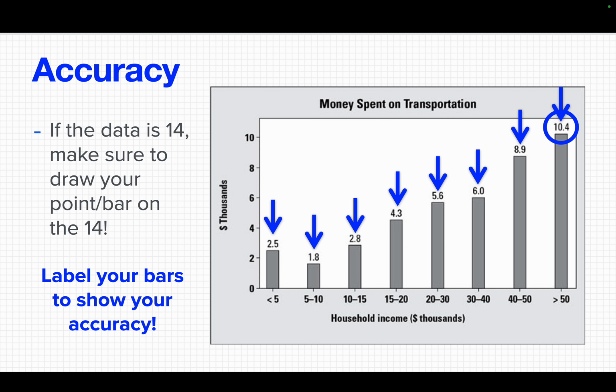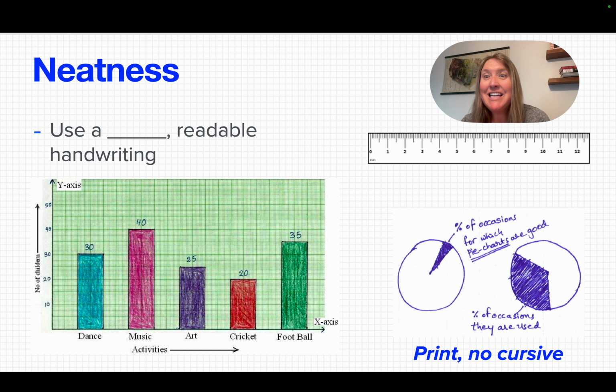Now, here's something interesting, that circled one, 10.4. This graph doesn't even have a label that goes up to 10.4 on the left-hand side. So it's really important that we always label our bars. So you can see at the top of the bar, it has the value. Because otherwise, if I was looking at this, I'd be like, I don't know, it's somewhere between 8 and 10. Well, here it shows us it was 8.9. So that's accuracy. And the last thing is neatness.